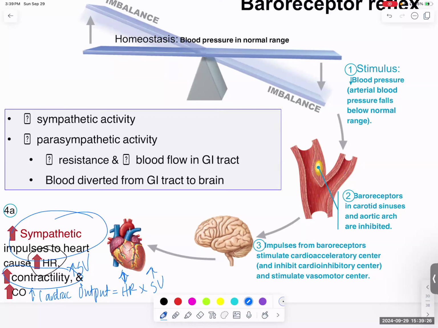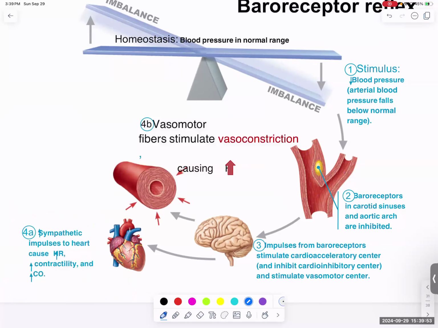This is due to increase in the number of action potentials from the sympathetic nervous system to the heart muscle and the SA node. So you are increasing sympathetic activity, decreasing parasympathetic activity. You are increasing resistance and decreasing blood flow to GI tract.